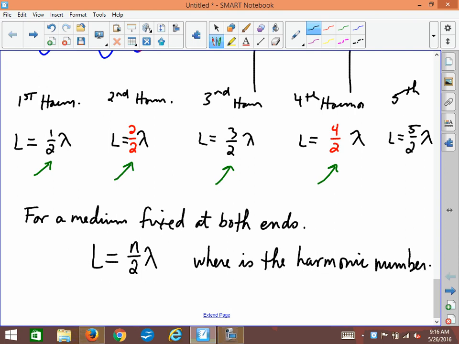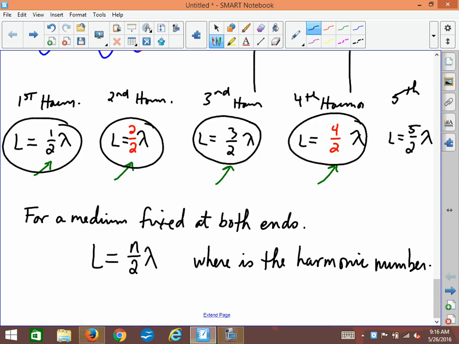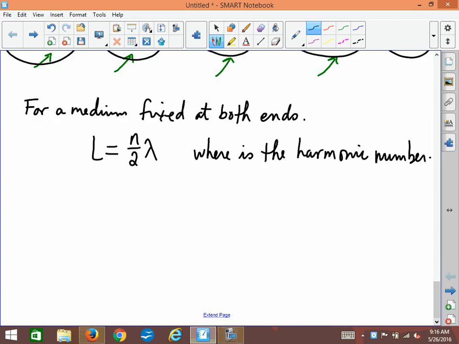So for the first harmonic, you put a 1 in there and you would get 1/2 lambda. For the second harmonic, you put a 2 in for n and you would get 2/2 lambda, or just 1 lambda, and so on. So this little expression describes them all. So now we can figure out the relationship between the length of the string and the lambda for any harmonic.